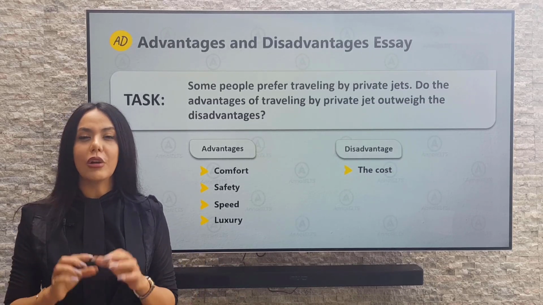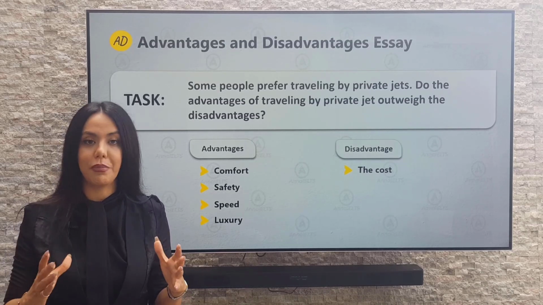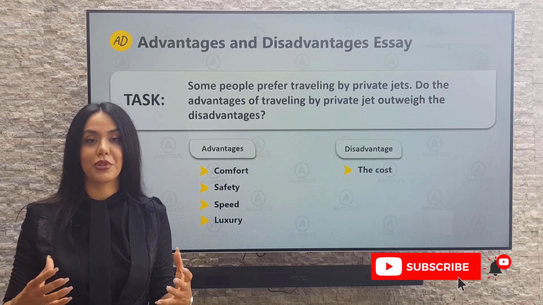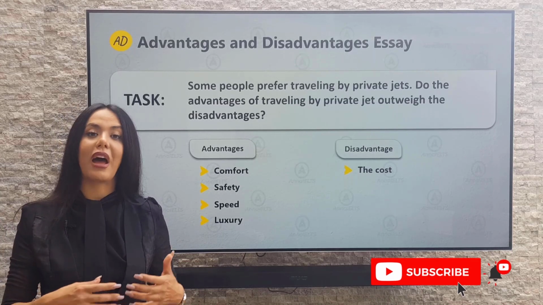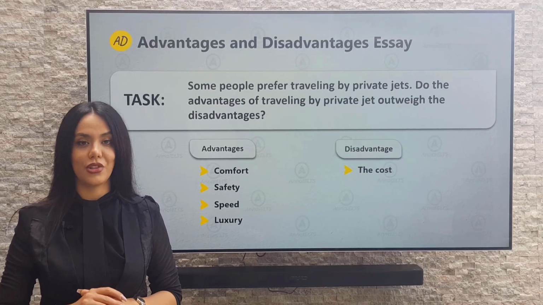Why? Because the only problem of traveling by a private jet is very big and very significant, which actually stops all of the population, except for the very wealthy people, from traveling by private jet. So we cannot ignore this disadvantage.